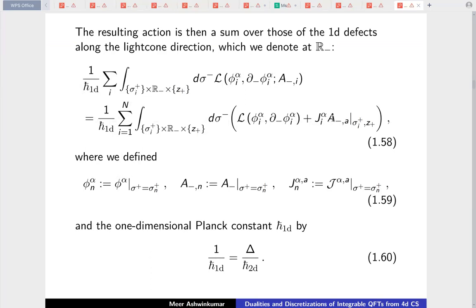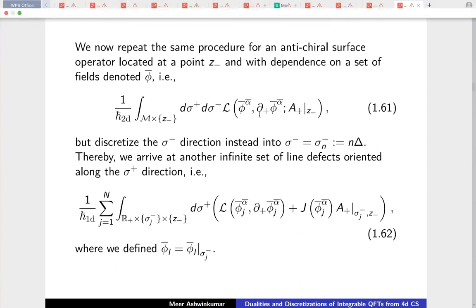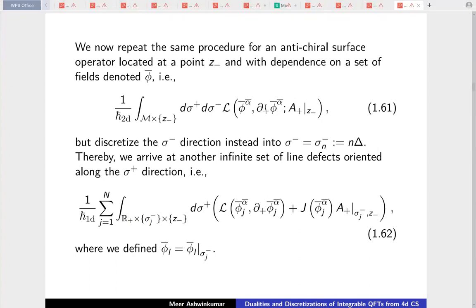Here, there's some notation I have used to denote the restriction of the fields to each line operator. And for some convenience, I have defined this one-dimensional Planck constant that multiplies all these actions in this manner over here. So now I have discretized a chiral surface defect. I can also discretize the anti-chiral surface defect because the partial plus derivative enters over here. And then I can discretize along the sigma minus direction, resulting in a sum of line operators given over here.